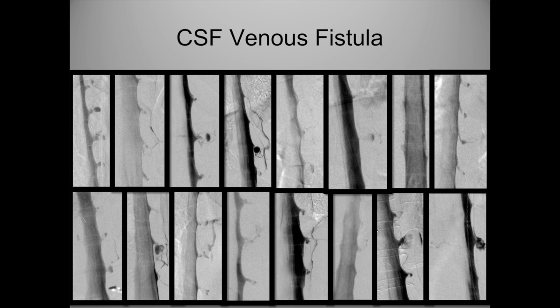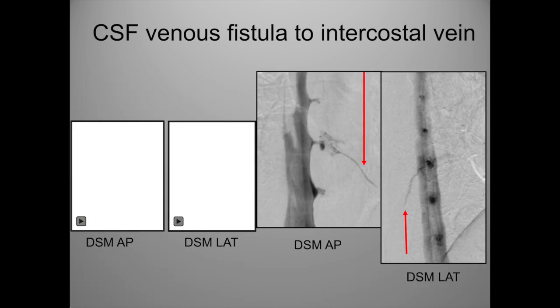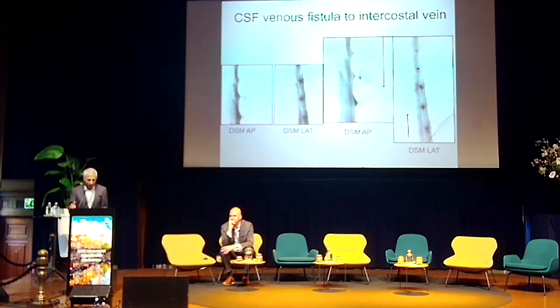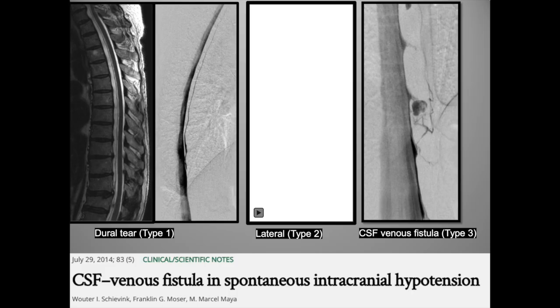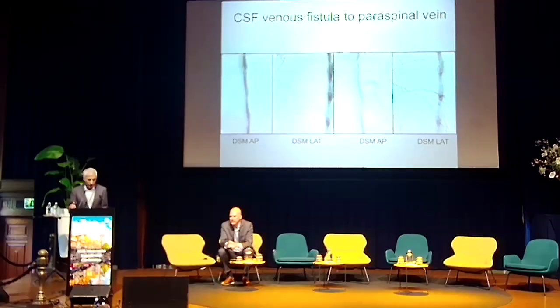And when we look at it on DSA with AP and lateral projections, we can see these are either intercostal veins, as shown on this case, on the AP and lateral, clearly recognizable intercostal vein, and a paraspinal vein, on this case, on the AP and lateral.